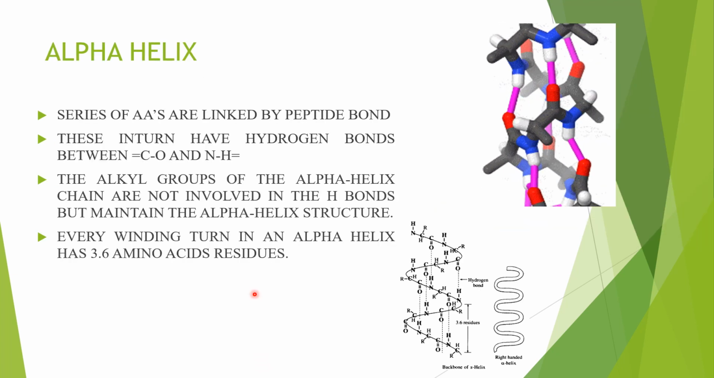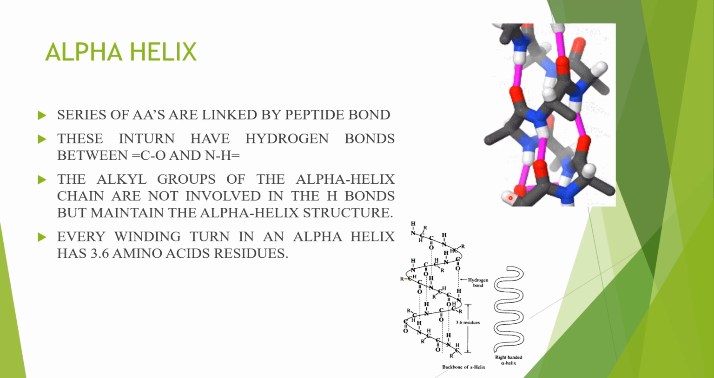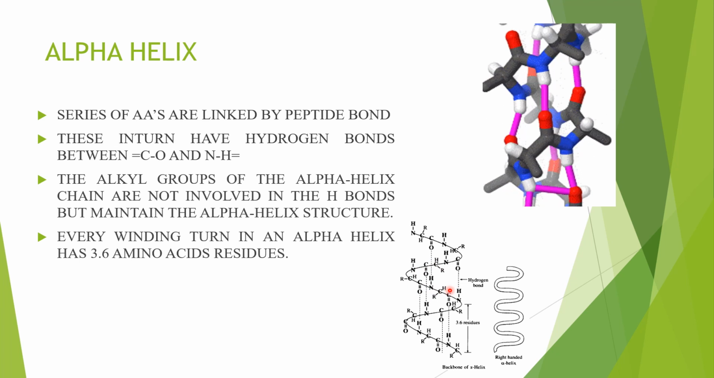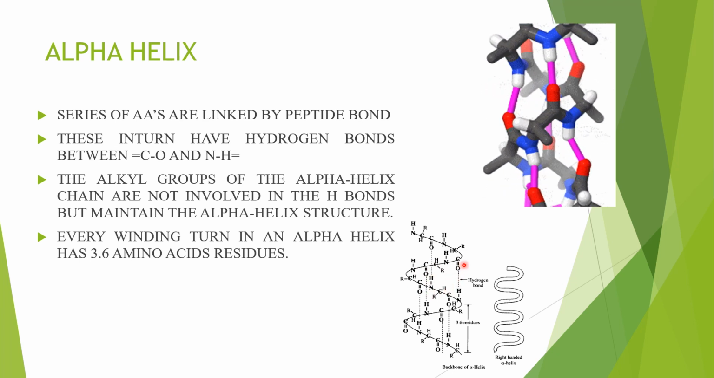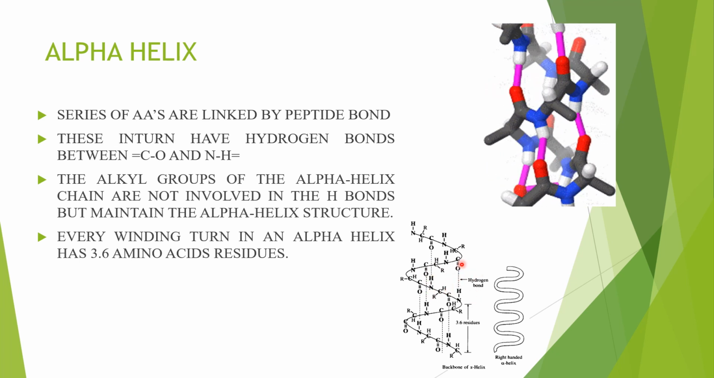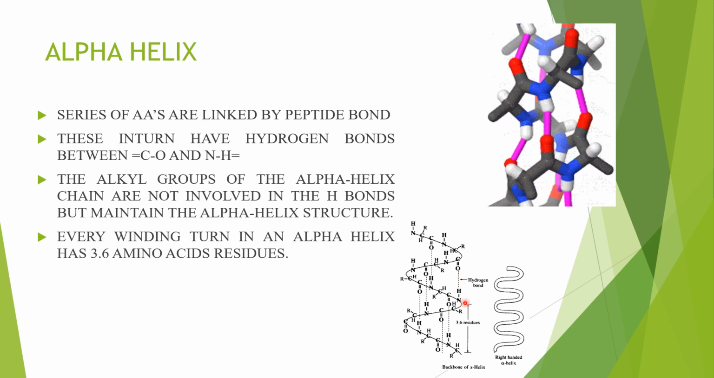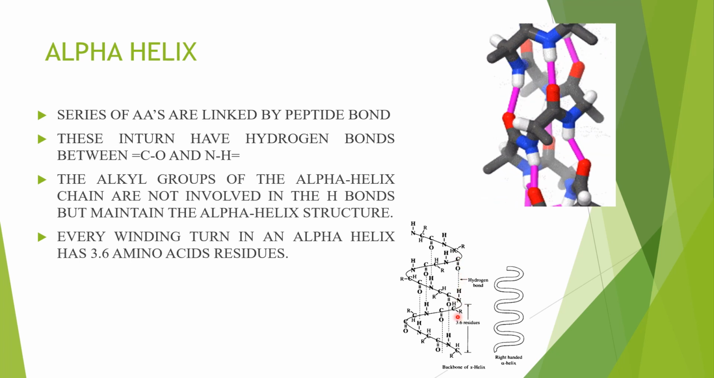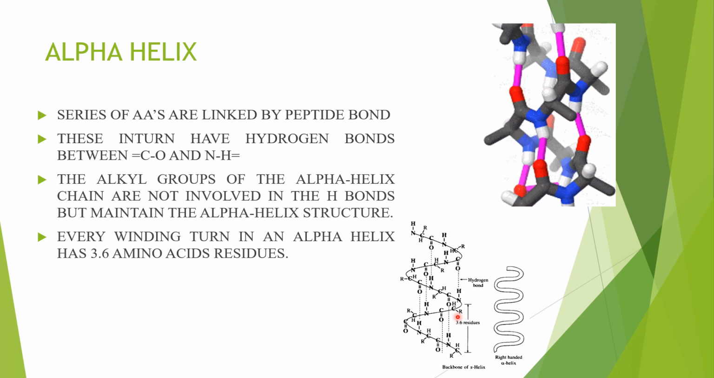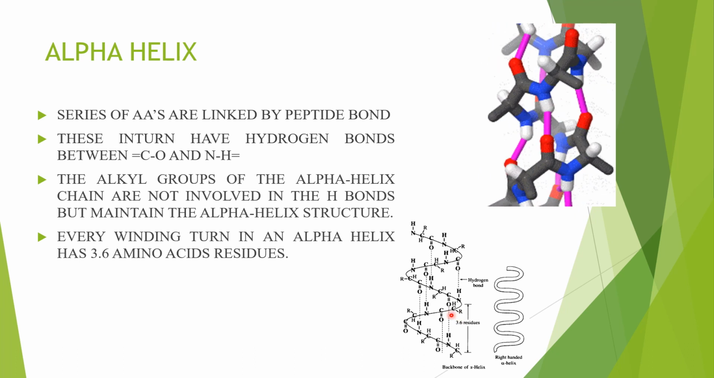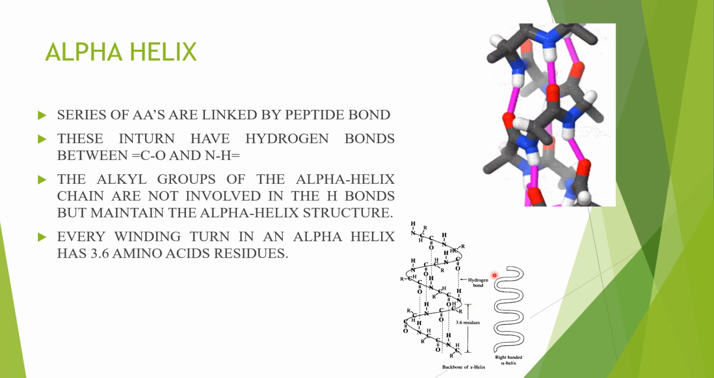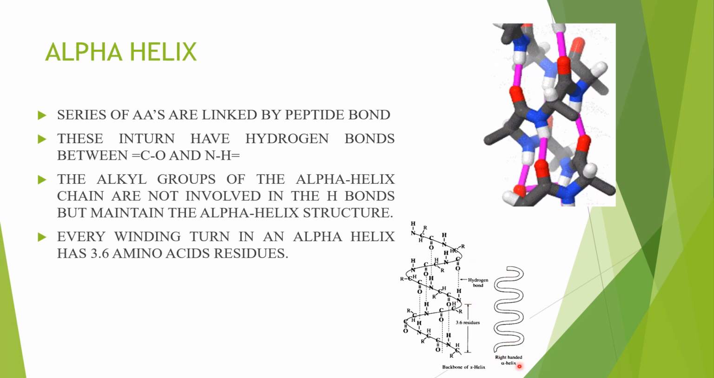In alpha helices, the series of amino acids, which you know are linked by peptide bonds, in turn have hydrogen bonds between the CO and the NH group of amino acids. The alkyl groups of the alpha helix chain will not be involved in hydrogen bond formation, but they maintain the alpha helical structure.